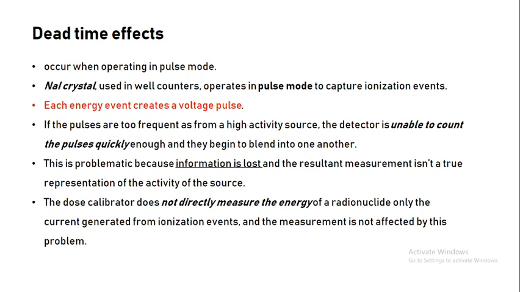If the pulses are too frequent, as from a high activity source, the detector is unable to count the pulses quickly enough, and they begin to blend into one another, overlapping. This is problematic because information is lost, and the resultant measurement is not a true representation of the activity of the source. The dose calibrator does not directly measure the energy of a radionuclide, only the current generated from ionizing events, and the measurement is not affected by this problem.